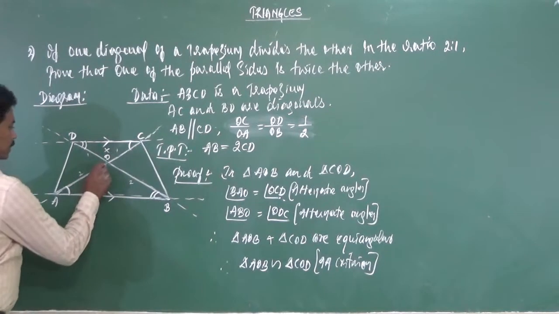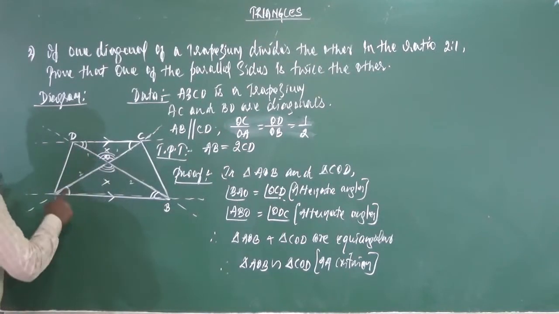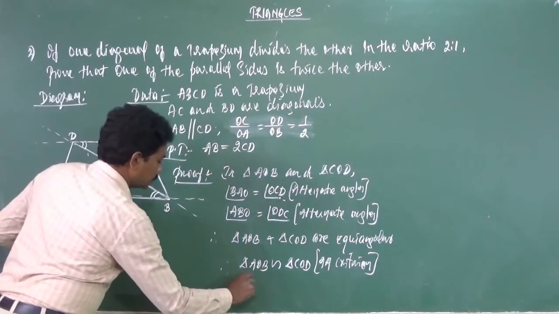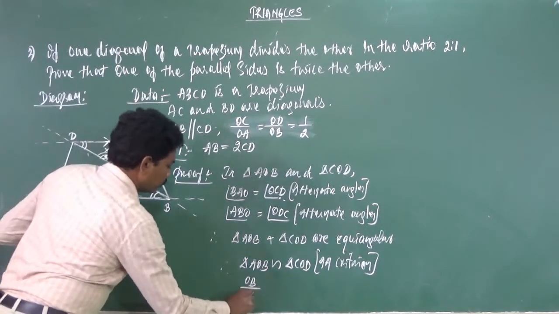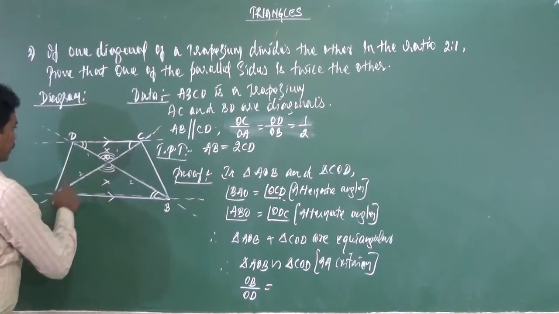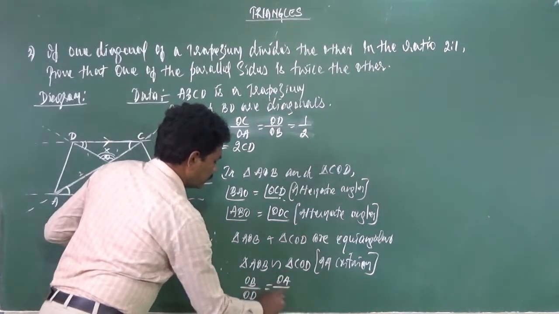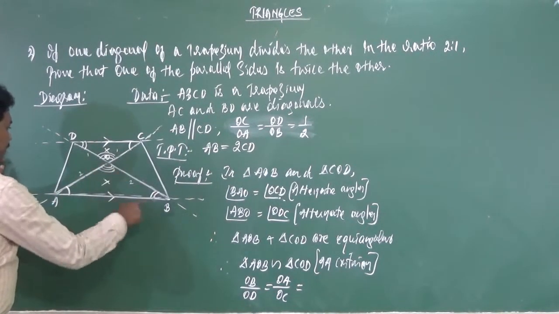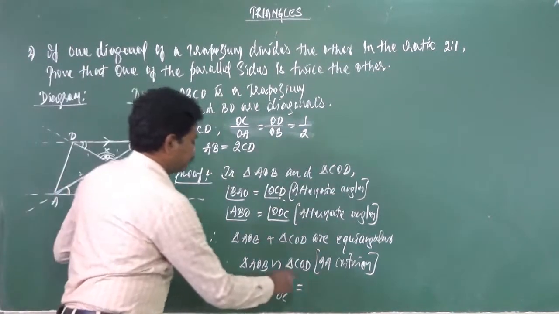So we will mark the third angle. So this becomes the third angle. Okay. So opposite to the first angle in triangle AOB is OB, and in this triangle opposite to the first angle is OD. So OB by OD is equal to, in this triangle opposite to the second angle is OA and opposite to the second angle is OC. So OA by OC is equal to, in this triangle opposite to the third angle is AB and opposite to the third angle is DC. Therefore AB by DC.